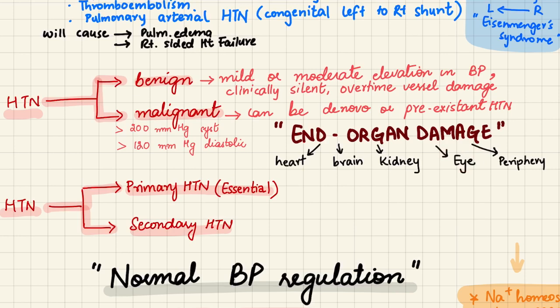In the eye, we can have hypertensive retinopathy, retinal papilledema, and blindness, while in the peripheral arteries, we're going to have peripheral arterial disease and chronic lower limb ischemia. These are also all going to be the results of malignant hypertension.